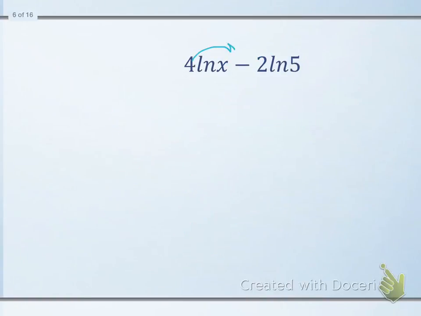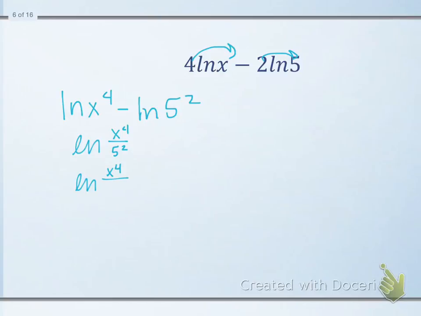Okay, we got to send our 4 back, send our 2 back. So I have the natural log of x to the 4th minus the natural log of 5 squared. The minus sign means we're going to divide. So I'm going to get x to the 4th over 5 squared. 5 squared represents 25.